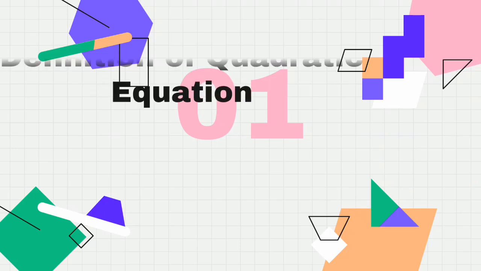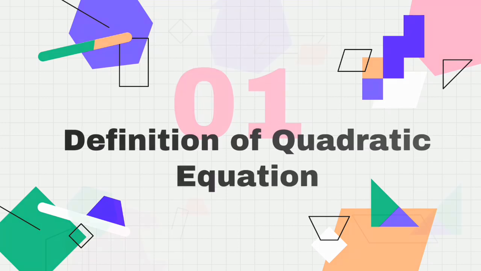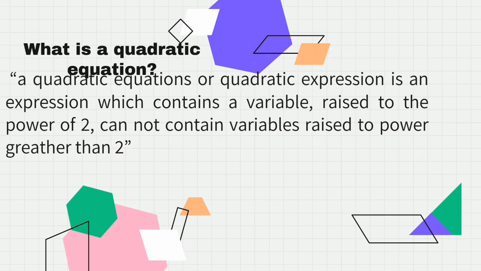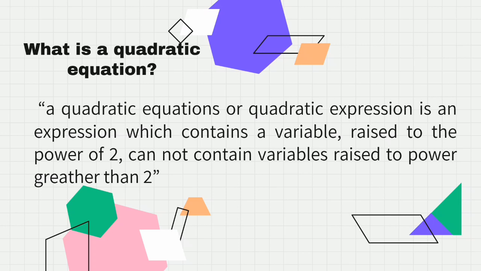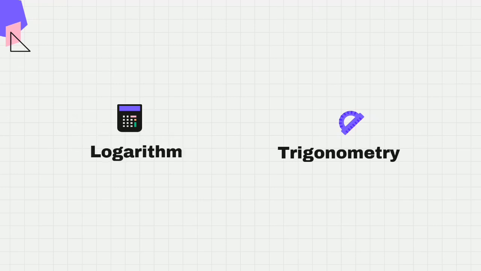First, we need to discuss quadratic equations. What is a quadratic equation? A quadratic equation or quadratic expression is an expression which contains a variable raised to the power of 2. It cannot contain variables raised to a power greater than 2. It also cannot contain terms which consist of trigonometry and logarithm.